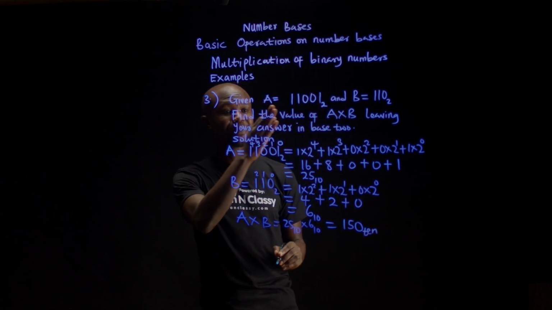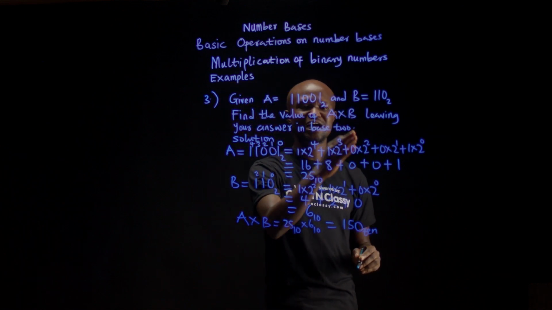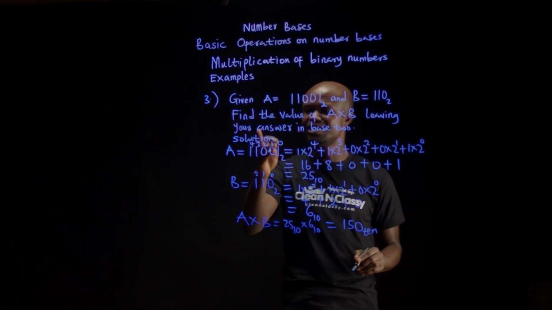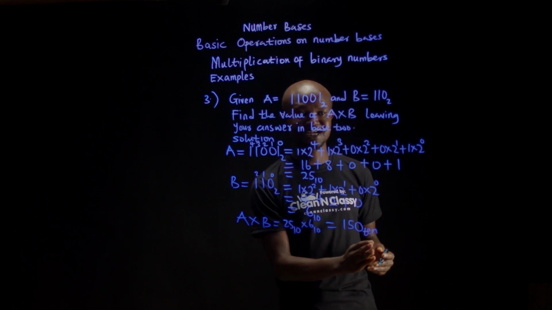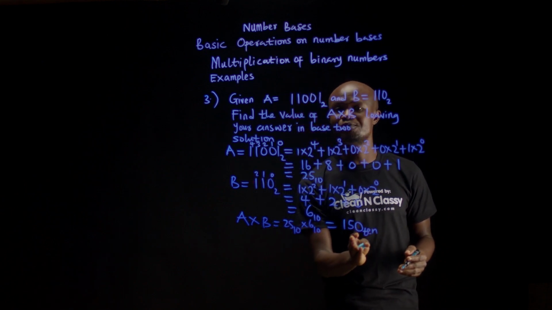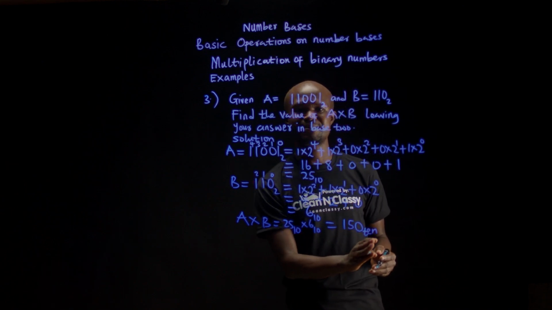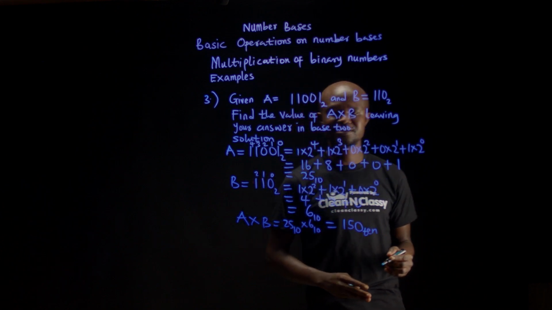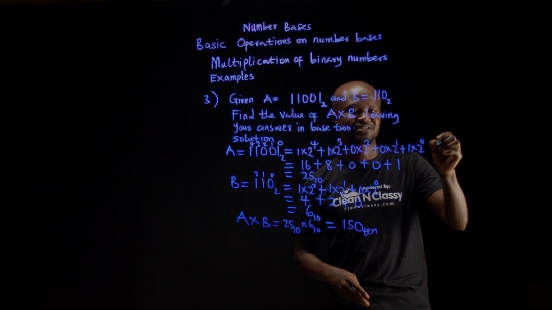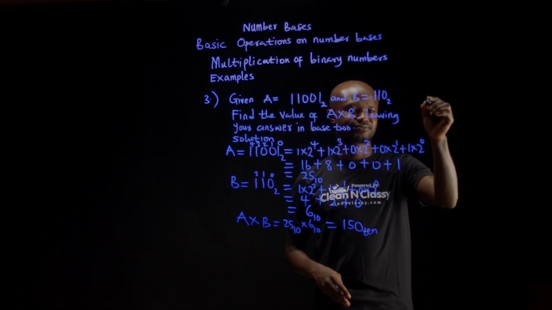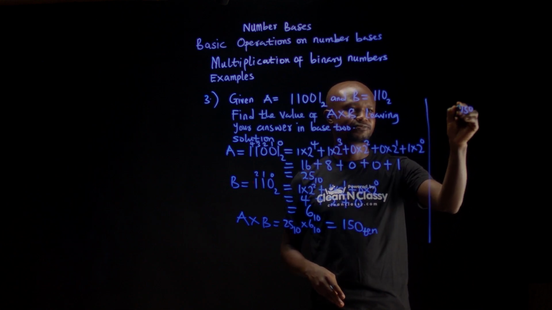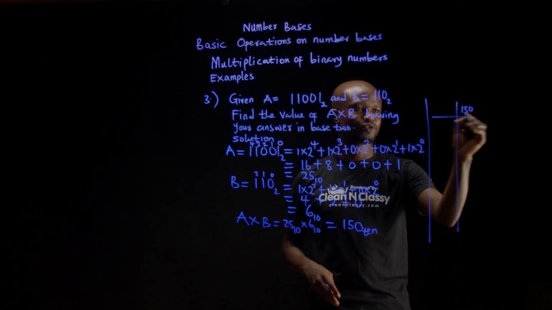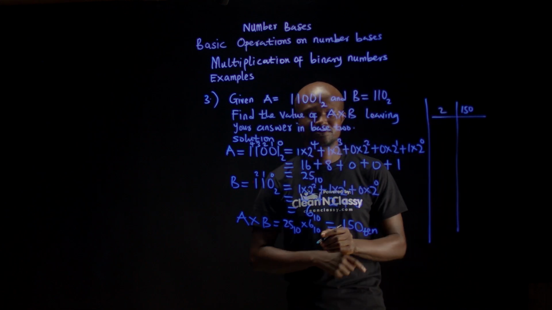But don't forget, go back to the question. Find the value of A times B, leaving your answer in base 2. And we have 150 base 10. So it means that we need to convert 150 base 10 back to base 2. Now let's do that. We convert back to base 2.